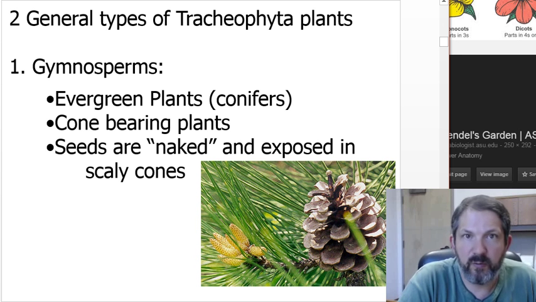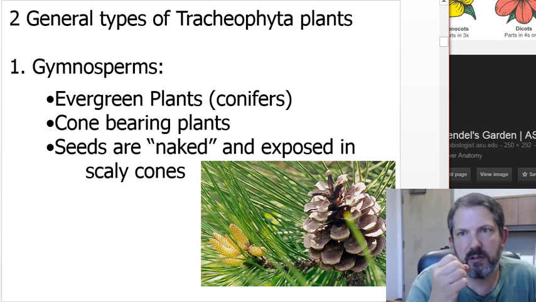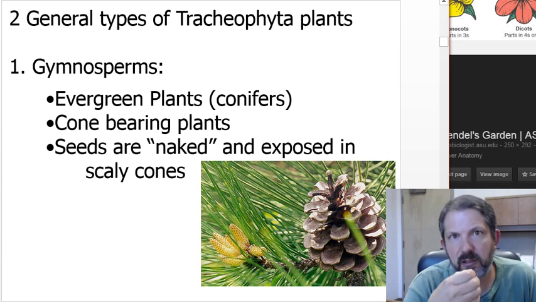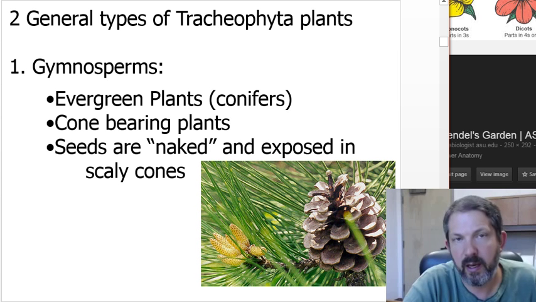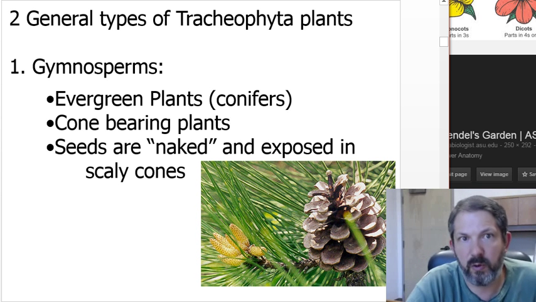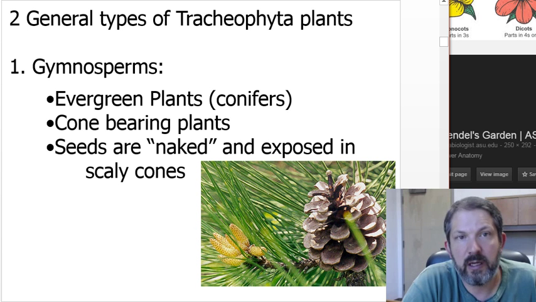Within the tracheophytes, think of your trachea and how it's kind of firm and held open. The tracheophytes have cells where the passageway is always open, for fluid transport. So these tracheophytes have two big groups within them, the gymnosperms and the angiosperms.